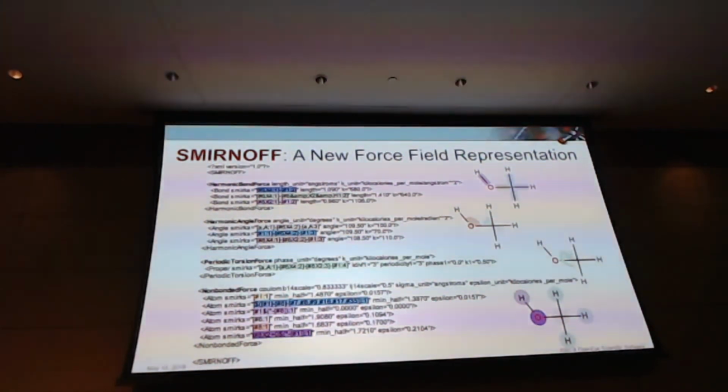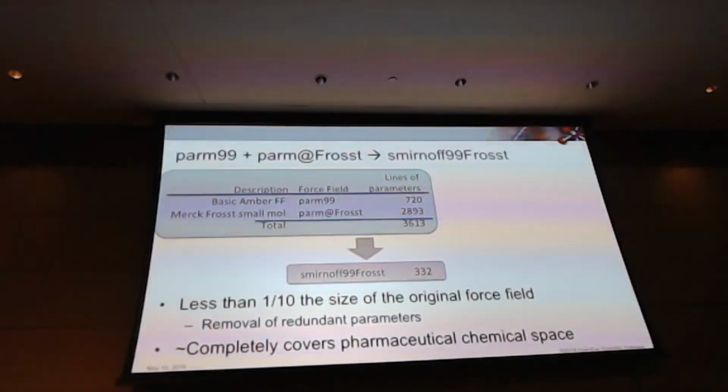So as my last act of my sabbatical, I took all the force field and the small molecule force field we'd had with Parm@Frosst, from the Merck small molecule force field, which is built on top of Parm 99, and I took those total of 3,600 parameters and was able to embody it in a SMIRNOFF built on the Parm 99 and the Frosst force field. And I just want you to notice that it could just condense down into less than 1/10 the number of parameters.